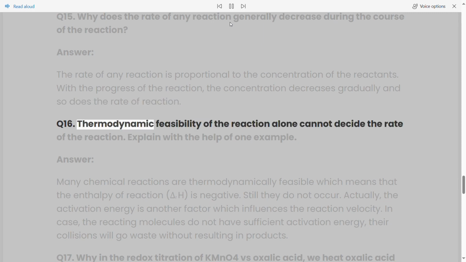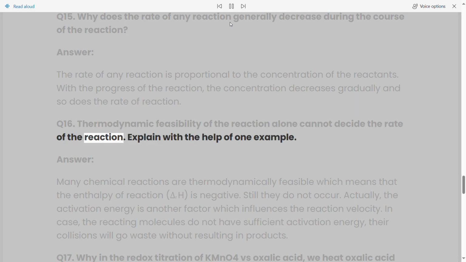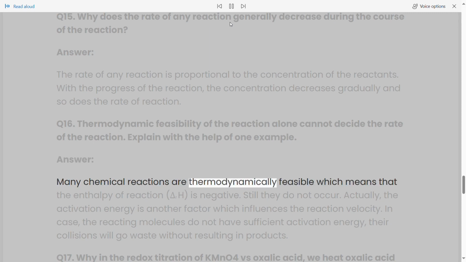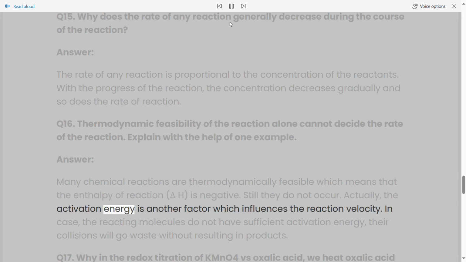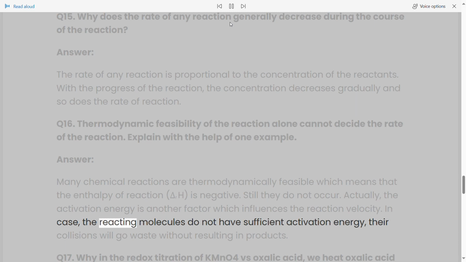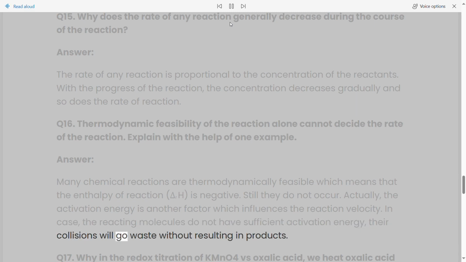Q16. Thermodynamic feasibility of the reaction alone cannot decide the rate of the reaction. Explain with the help of one example. Answer. Many chemical reactions are thermodynamically feasible, which means that the enthalpy of reaction, delta RH, is negative. Still, they do not occur. Actually, the activation energy is another factor which influences the reaction velocity. In case the reacting molecules do not have sufficient activation energy, their collisions will go waste without resulting in products.